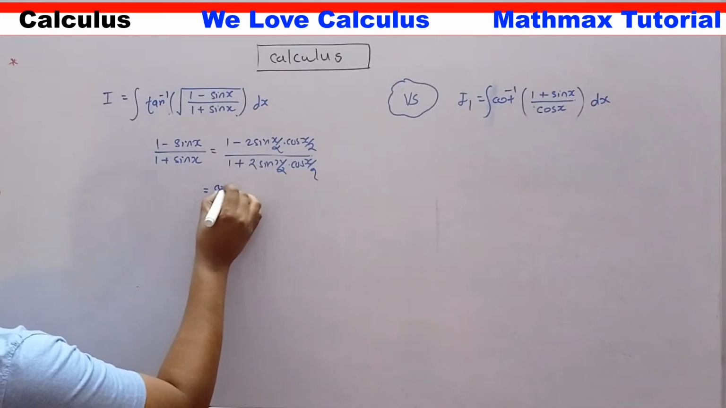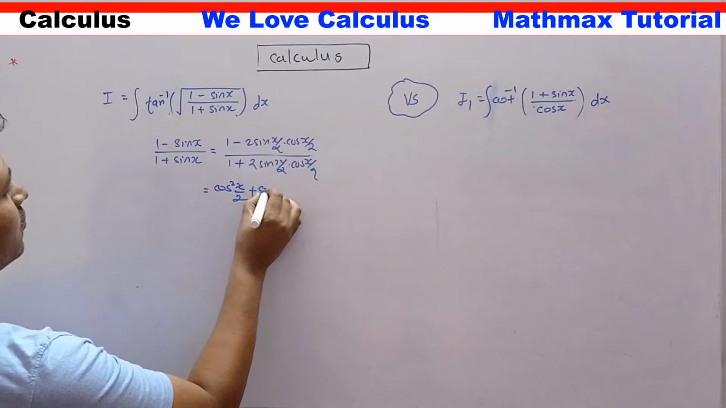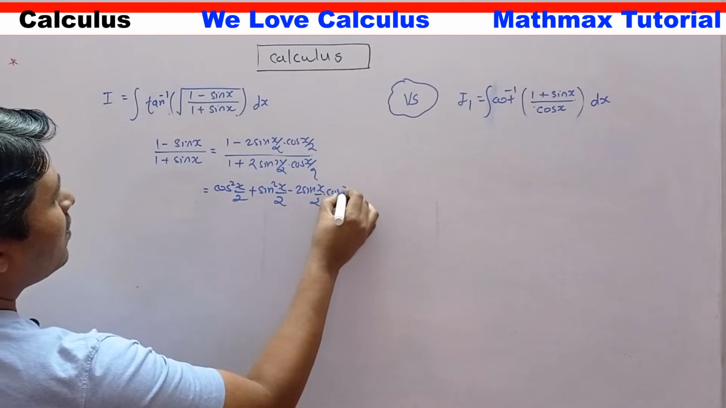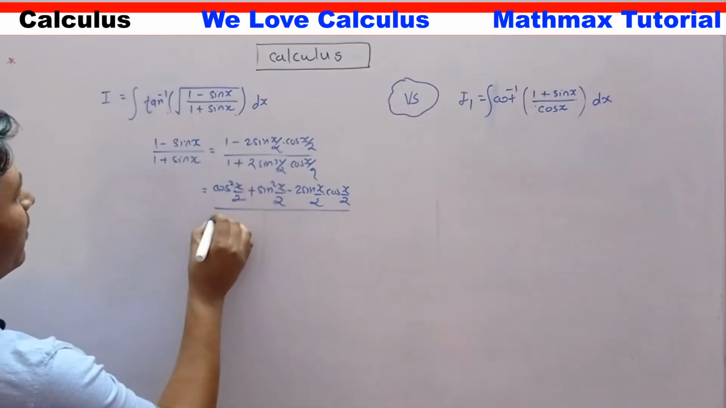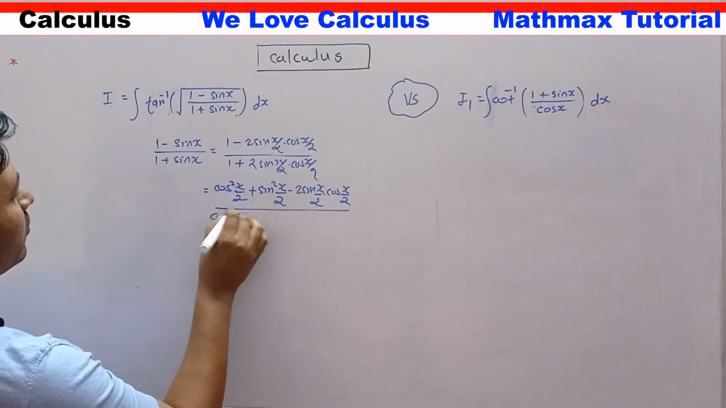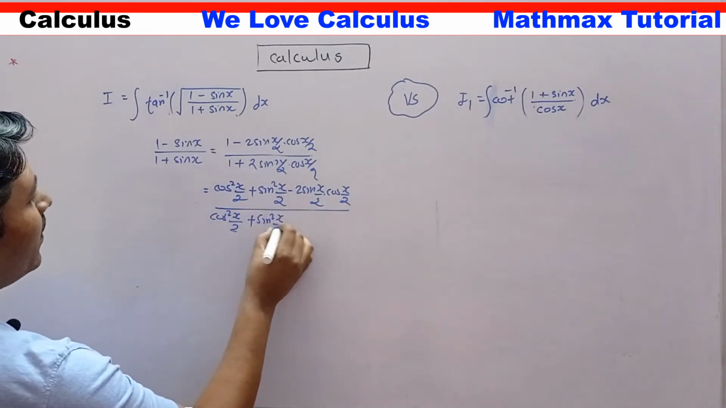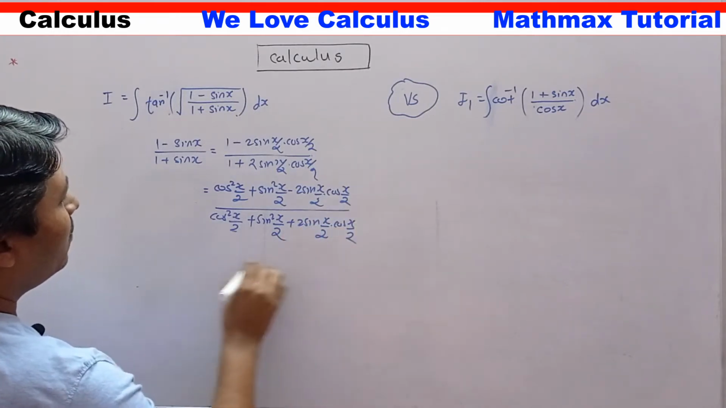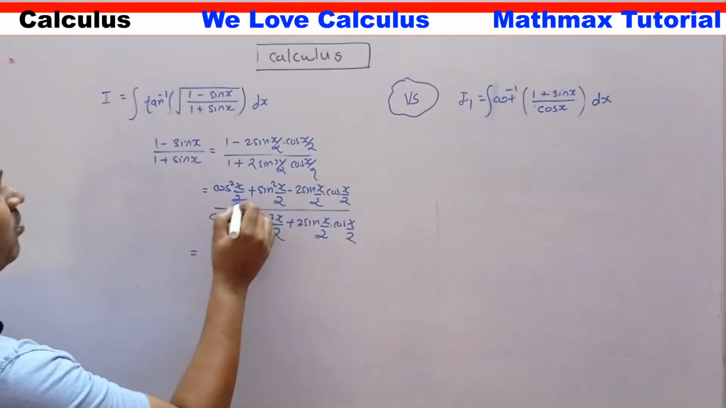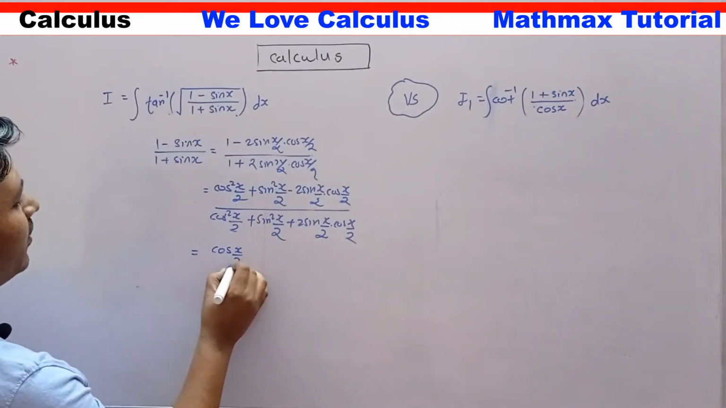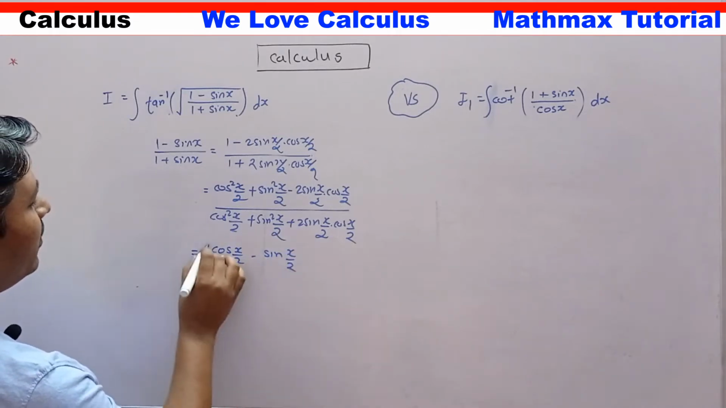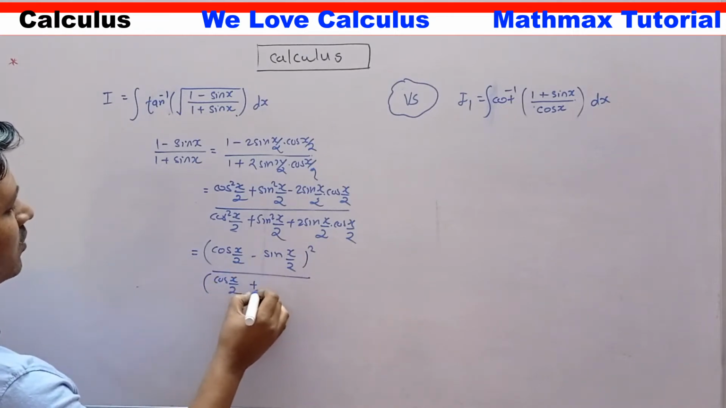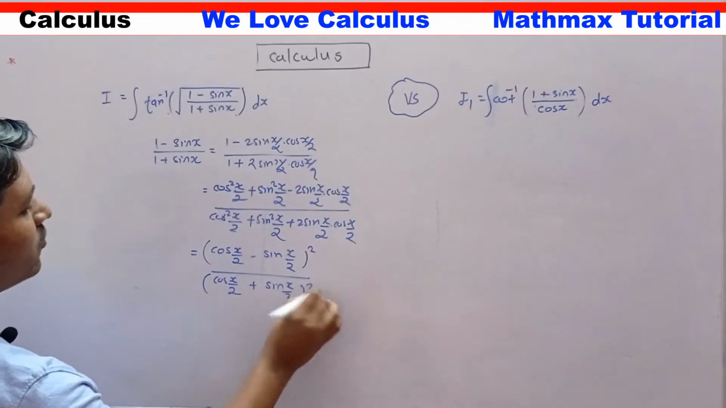Yes, therefore we can write it as cos square x by 2 plus sin square x by 2, then minus 2 sin x by 2 into cos x by 2, and this is all divided by cos square x by 2 plus sin square x by 2, plus 2 sin x by 2 into cos x by 2. We can write the term in simplified form as (cos x by 2 minus sin x by 2) bracket square, and the denominator becomes (cos x by 2 plus sin x by 2) bracket square.